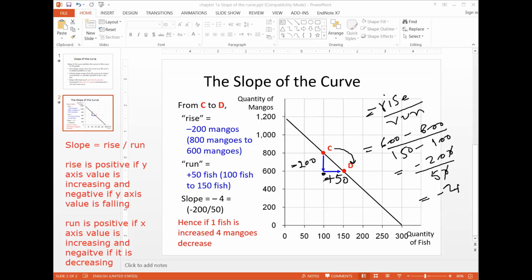And I will do more examples. First of all, we'll try to learn its interpretation. So now I'm going to interpret what this slope means. If there is one extra fish, then there will be 4 fewer mangoes. So this minus 4 means if you increase fish by 1 unit, or 1 fish, then you have to decrease mangoes by 4 units. This is comparing 1 with 4, and it is negative.